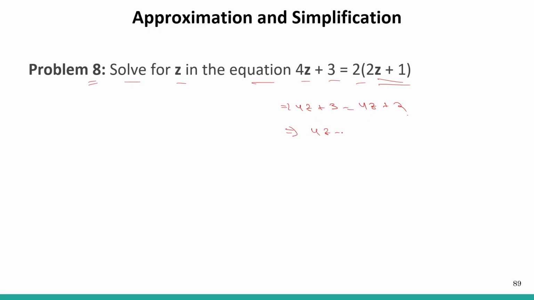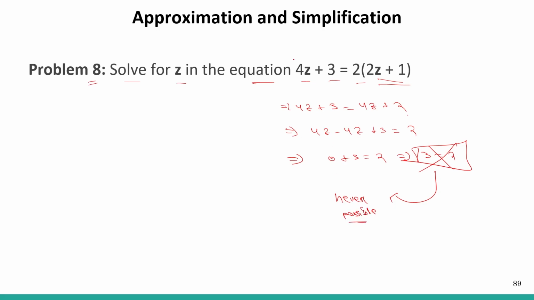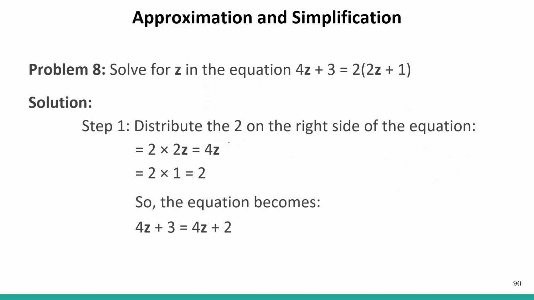So 4z minus 4z plus 3 is equal to 2. This implies that 0 plus 3 is equal to 2, so 3 is equal to 2. This is never possible. So there is no solution to this equation. This will be the correct answer. That is, there is no solution.